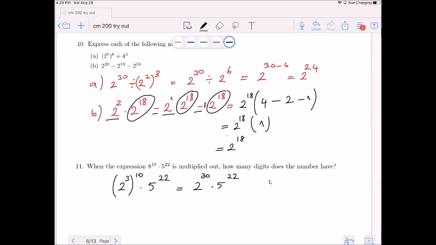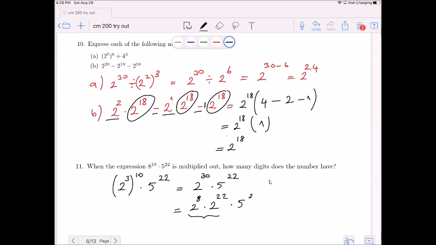2 to the power of 30 times 5 to the power of 22. So look at that. Instead of 2 to the power of 30, can I write 2 to the power of 8 times 2 to the power of 22? Can I separate 2 to the power of 30 in this case?